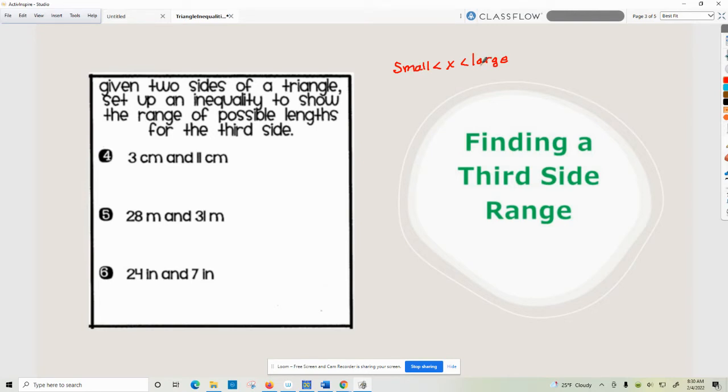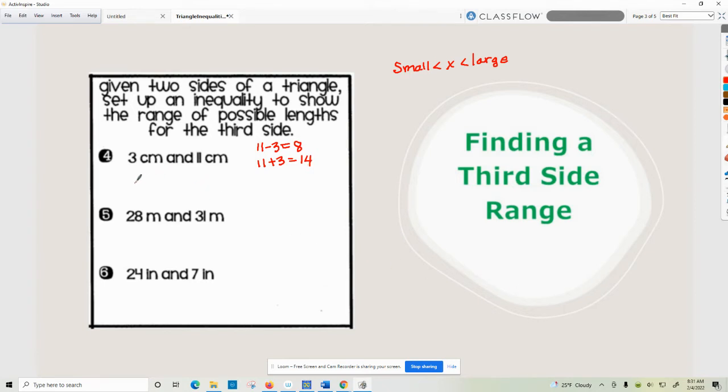So what I'm going to do is take the two sides that you're given and subtract them. So I'm going to take 11 minus 3. And that's going to give me a side number answer of 8. Then I'm going to take my 11 plus my 3. That's going to give me my 14. So that's going to give me my small number and my big number.